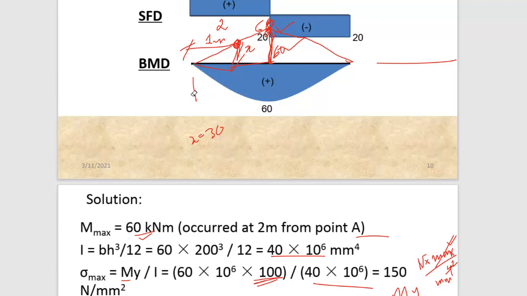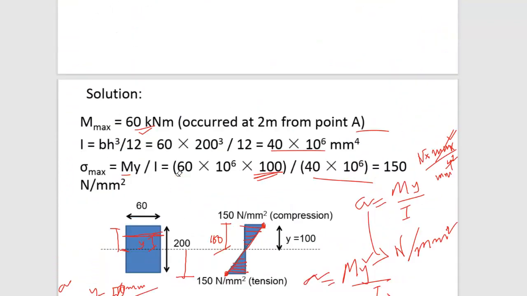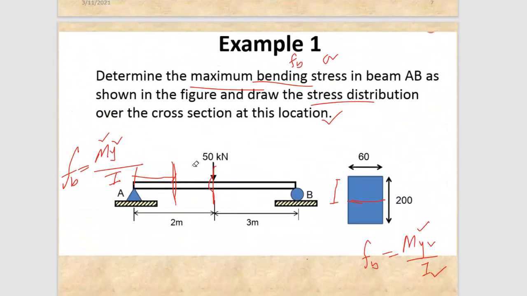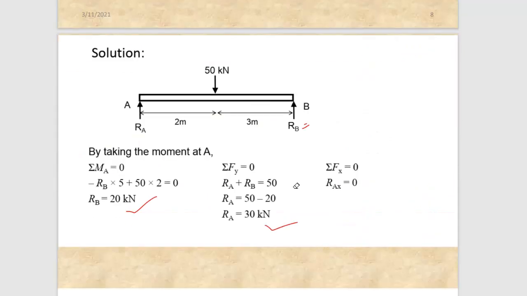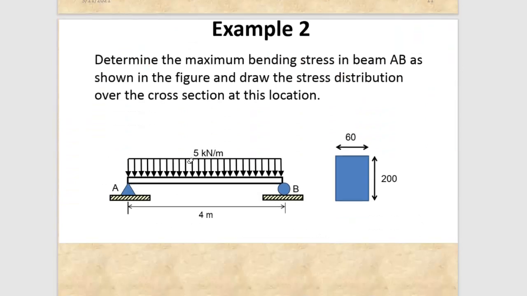Another option, you can take the cross section. Once you get the moment, again you just replace it, and again you have to follow the y. If I say maximum at that location, you consider y is 100. If I say y 50 mm away from the neutral axis, you consider y is that y. Okay, if you understand one example, all the other examples are similar, right? They just did it for the UDL.